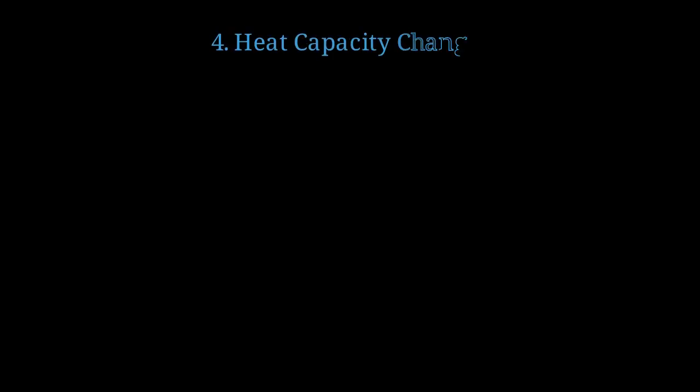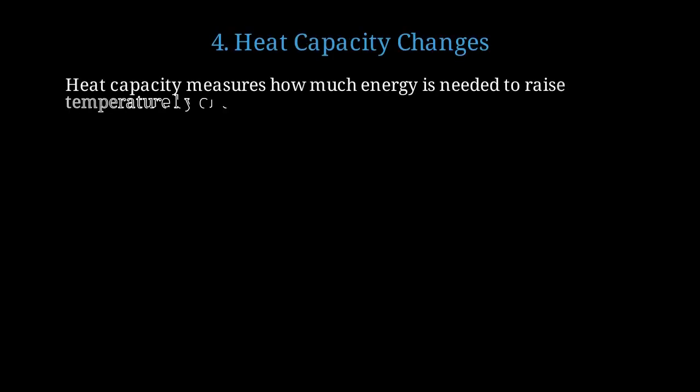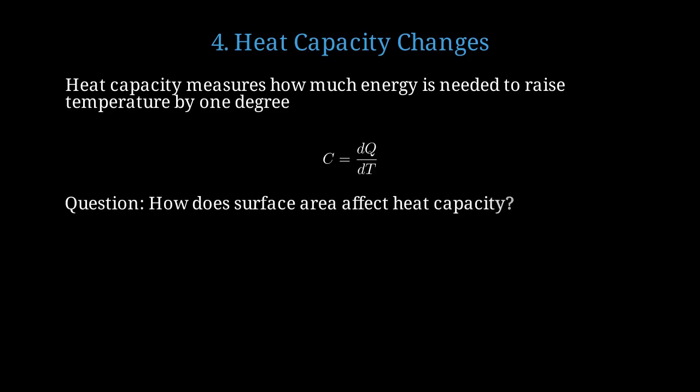Another critical thermodynamic property that changes is heat capacity. Heat capacity tells us how much energy we need to add to raise a material's temperature by 1 degree. Heat capacity C equals the derivative of heat with respect to temperature. Let's ask, how does having so much surface area change the heat capacity?